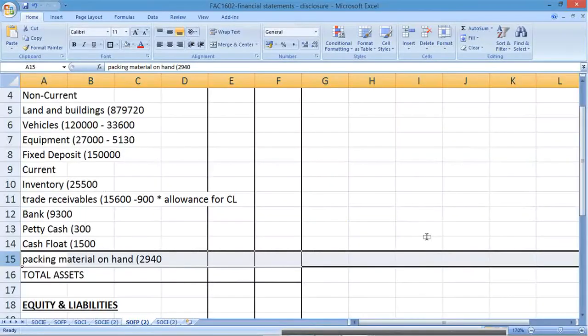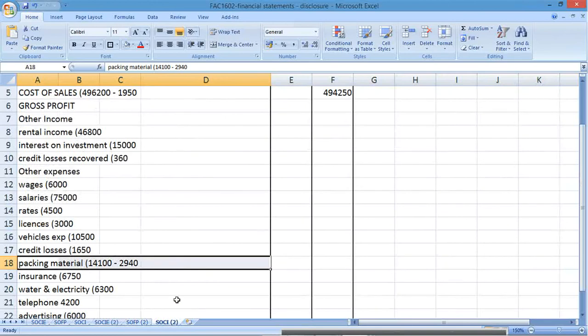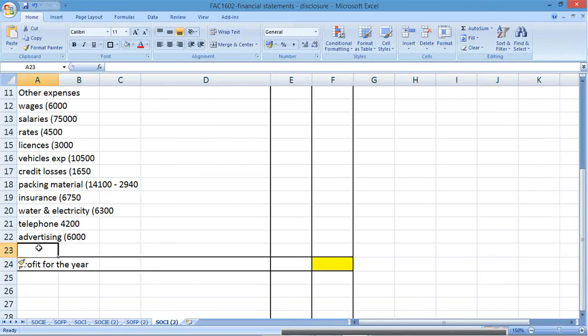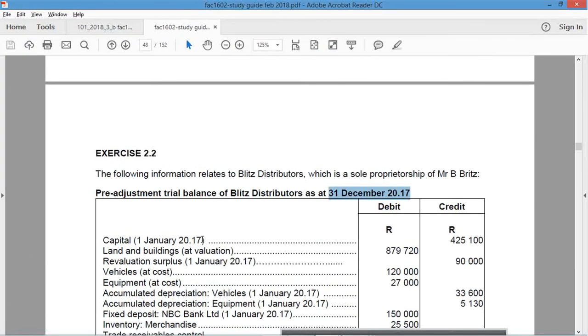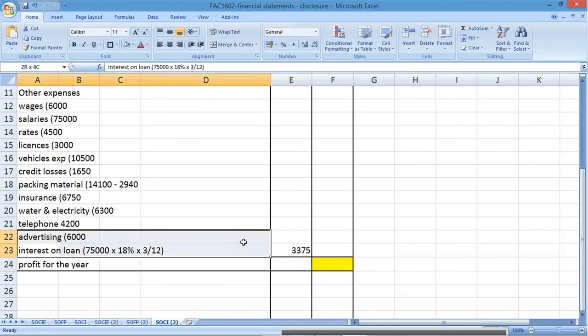So you take the loan amount. Good. Which was what? What's the loan amount? It should be in your... 75,000. Okay. And this is interest on loan. So it's 75,000 times 18%. Was it 18%? Yep. Times 3/12. Yes. So that's better. That's going to be 75,000 times 18% times 3 divided by 12. So that is 3,375.